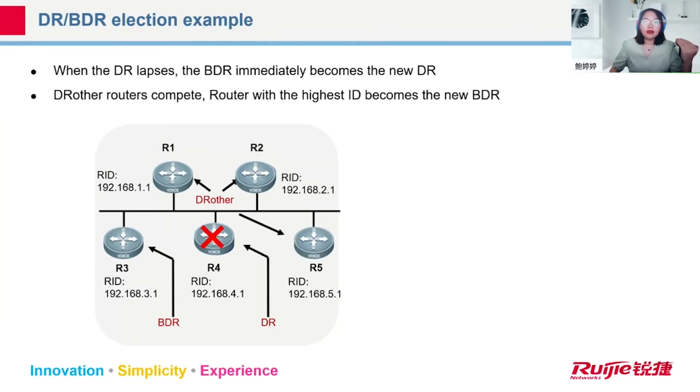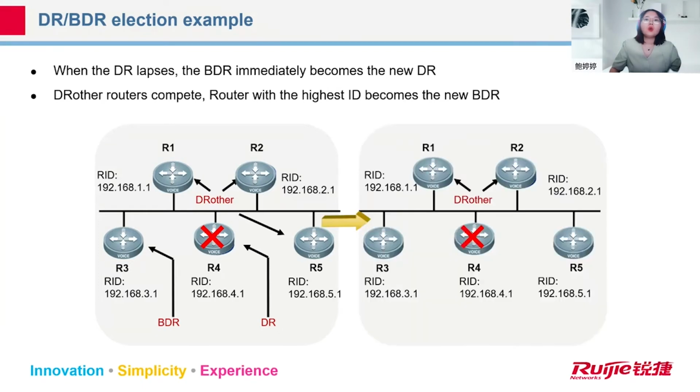And if the DR is broken, we will select the BDR to become the new DR. And for the rest of the routers, according to the principle, we will select the highest priority to become the new BDR. This time, route 5 will become the BDR. And if route 3 is broken again, route 5 will become the DR. Of course, if route 4 recovers, route 4 can only be DR other for stability reasons. So this is an example.